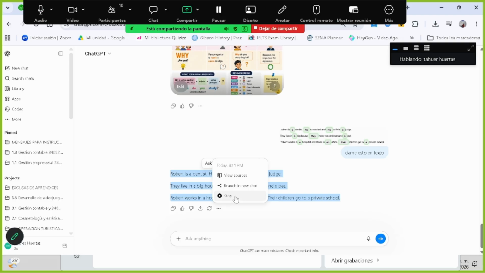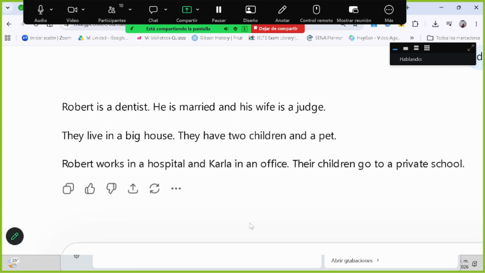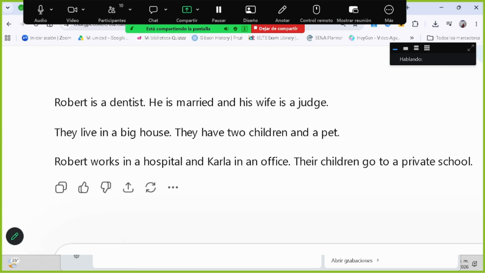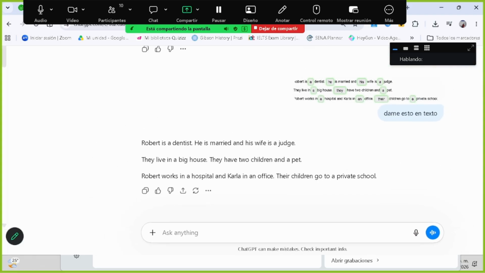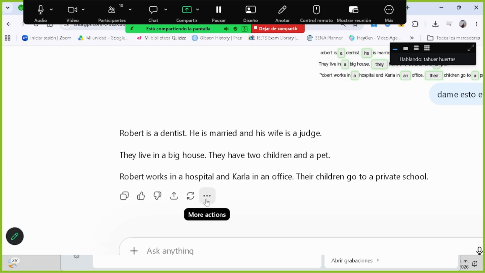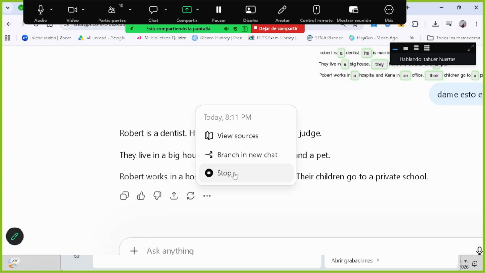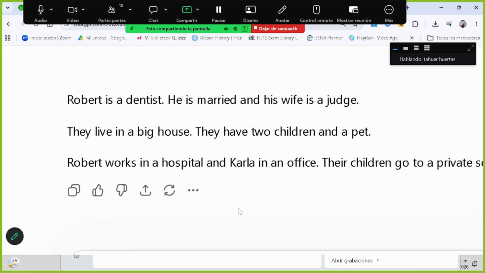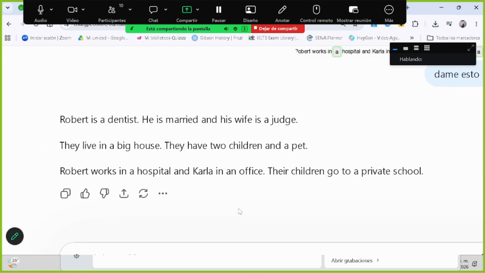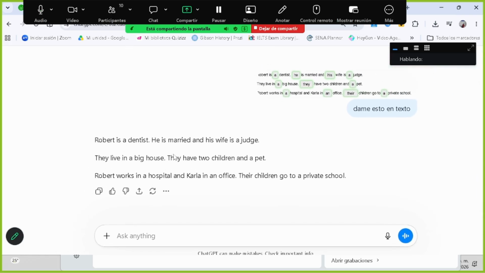Listen. Robert is a dentist. He is married and his wife is a judge. They live in a big house. They have 2 children and a pet. Robert works in a hospital and Carla in an office. Their children go to a private school. If you want to listen to it again. Robert is a dentist. He is married and his wife is a judge. They live in a big house. They have 2 children and a pet. Robert works in a hospital and Carla in an office. Their children go to a private school.